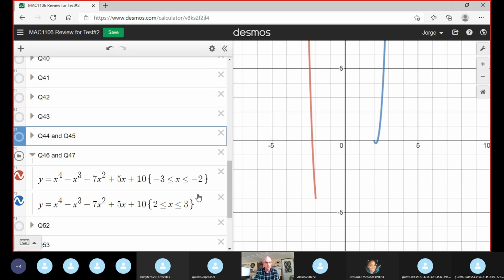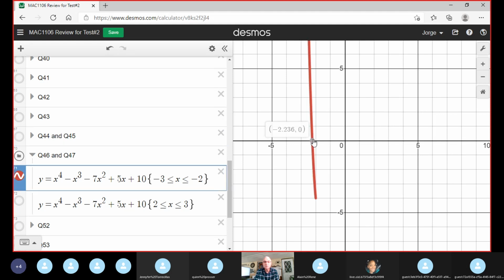Okay, let's do it one by one. Let's focus on the red part. In the red part, the zero is, boom, negative 2.236. If you round, it is negative 2.24. That's the option C. We are doing 46. Do you follow me? Any question?